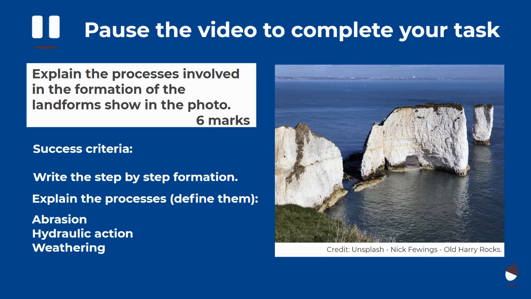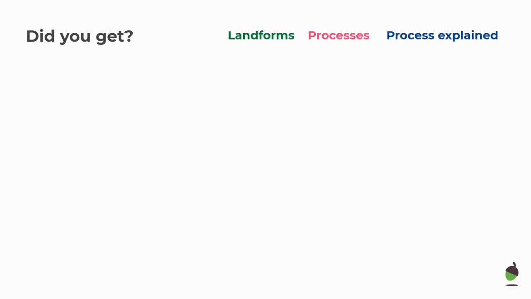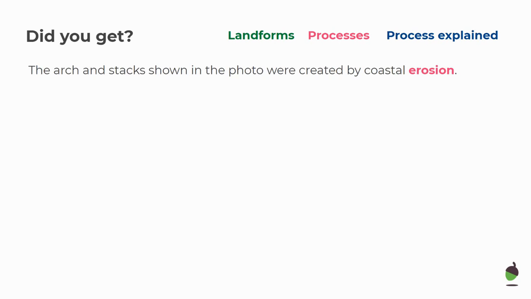Good luck. How did you get on? I've used a key in this answer. I've put all the landforms I've mentioned in green. I've put the processes I've included in pink, and I have put the processes where I have explained them in navy. The arch and stack shown in the photo were created by coastal erosion. Can you put a big tick if you've identified that these are erosional landforms?